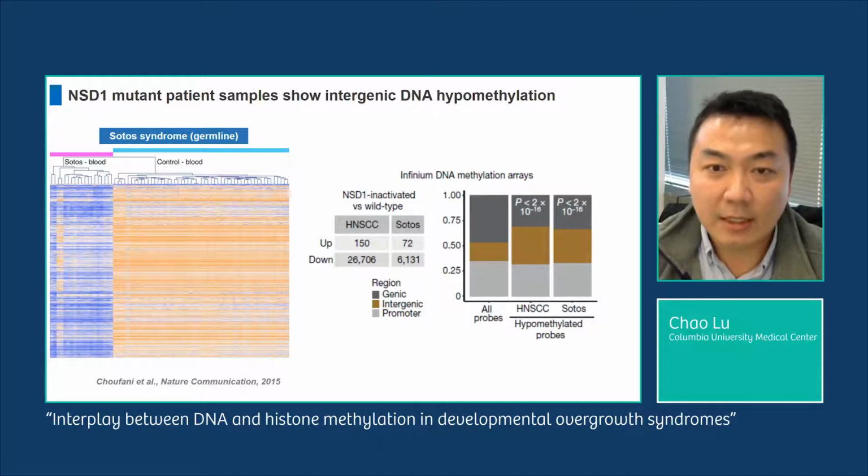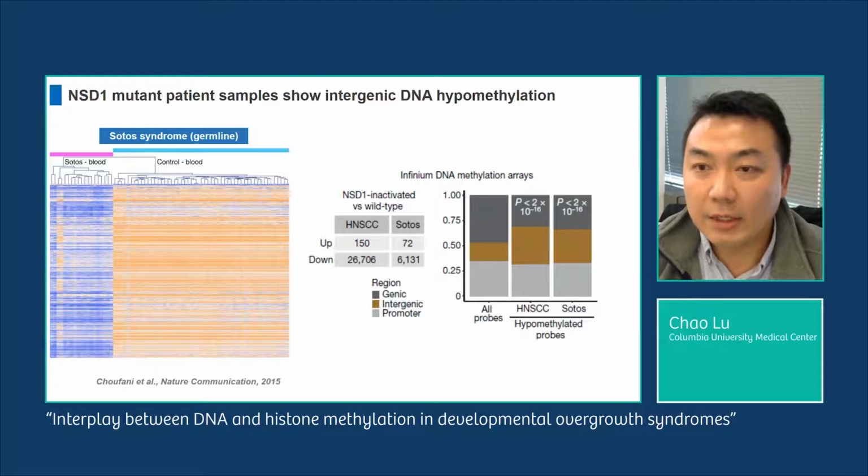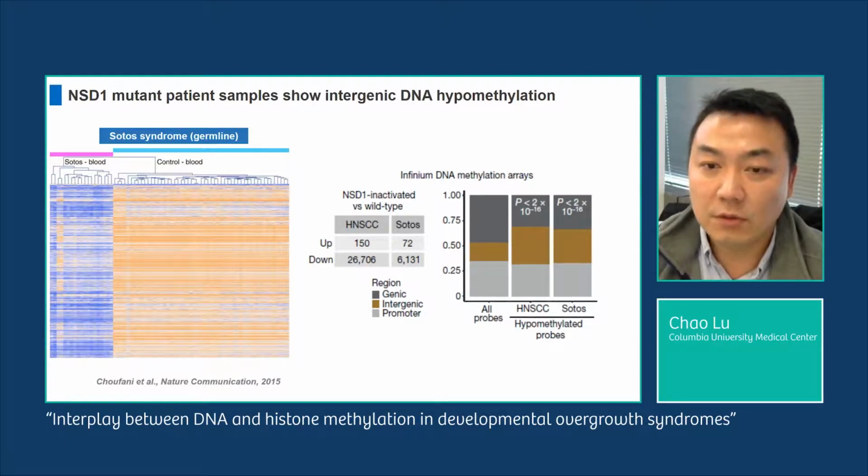NSD1 is somatically mutated in head and neck cancer, and we repeat the finding in the data set from head and neck cancer. Again, if you look at NSD1 mutated samples, the majority of DNA methylation probes are downregulated compared to the few that are upregulated here. Moreover, when we look at the location of those downregulated probes, we notice a strong enrichment of the intergenic probes. Shown here is the bar graph on the right. You can see in the brown regions are where probes are targeted to the intergenic region, and compared to all probes, the hypomethylated probes are enriched for those intergenic regions.